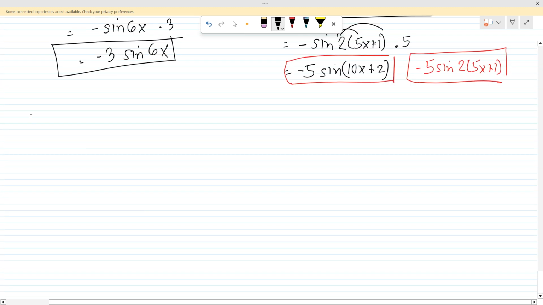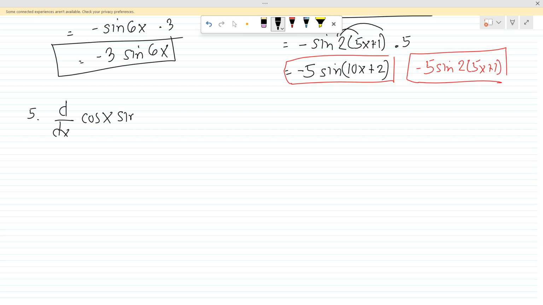Number 5. d over dx of cosine x and sine x. So we are going to take the derivative of a certain function, cosine x multiplied by sine x. So you are going to use what? The product rule. So we have here our u and we have our v. Again, what is our product rule? u dv over dx plus v du over dx.